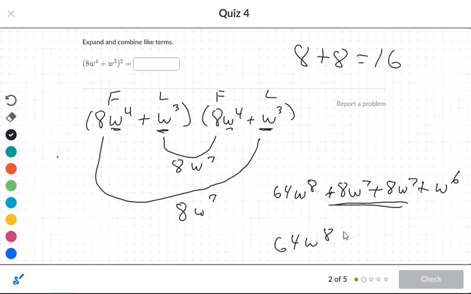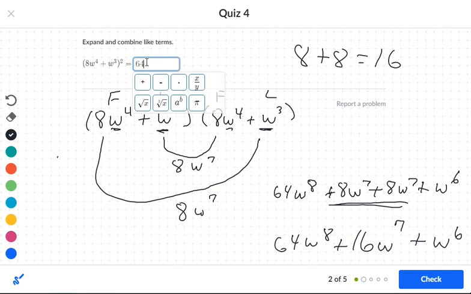Well, 8 plus 8 is 16. So I go plus 16w to the 7th, plus, finish up the last one, w to the 6. And we do have our answer in standard form because the highest degree is 8. Then second place is w to the 7th, and then the third place is w to the 6th. So let's go ahead and type this in.